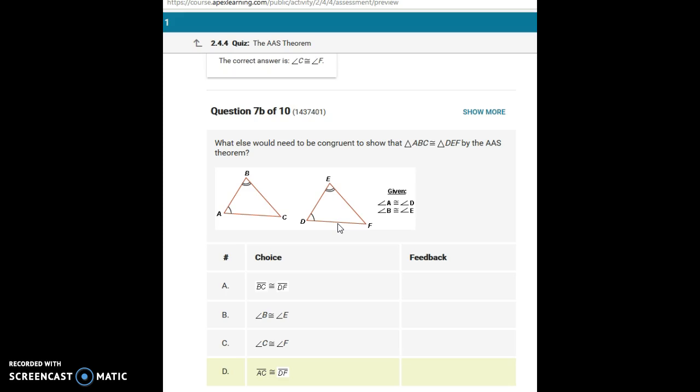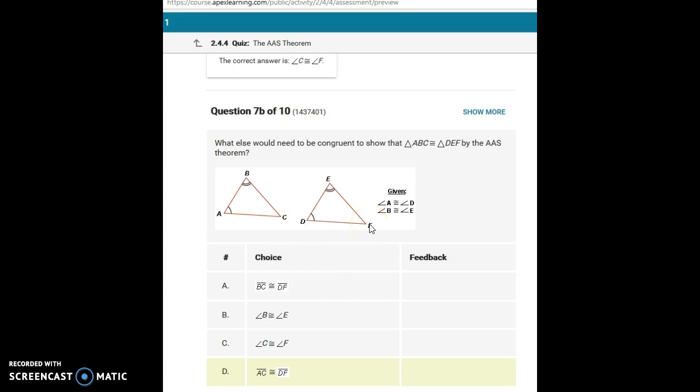Okay, so we look down here and we see AC and DF. So A and C and D and F is going to be our side. We have our two angles. We need our side. So that's going to be AC and DF.